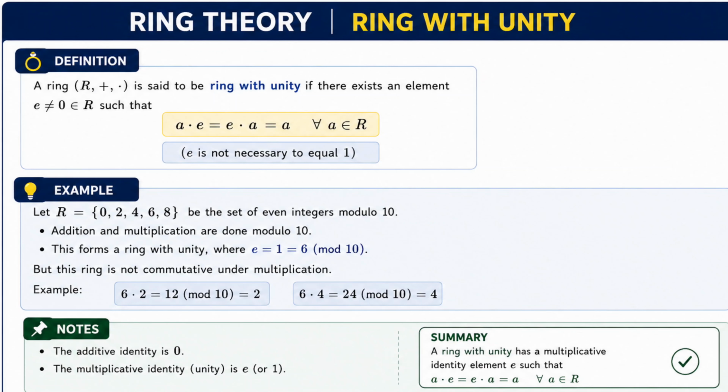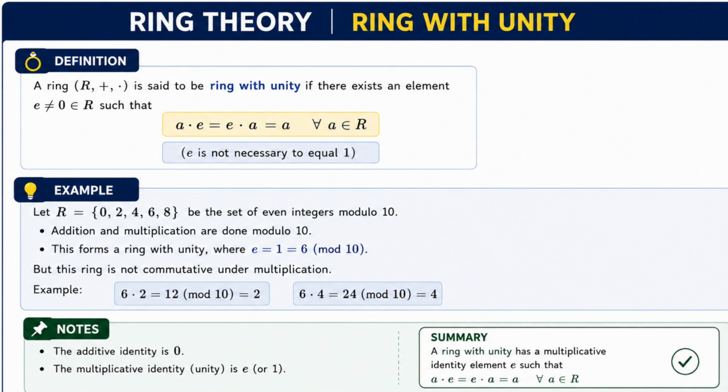Ring with unity. The definition is: a ring R under addition and multiplication is said to be a ring with unity if there exists a non-zero element e such that a times e equals e times a equals a for all a belonging to ring R. And here's a point: e is not necessarily equal to 1.